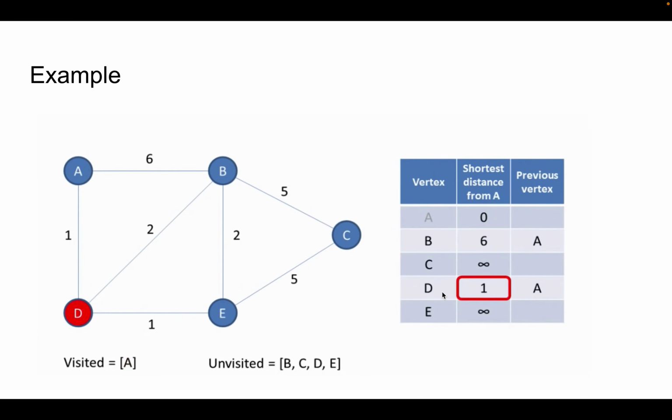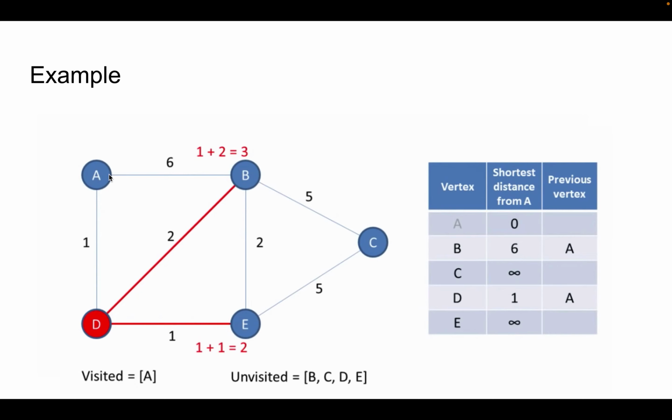Now at D, we look at its unvisited neighbors. So the neighbors are A, B, and E, but A has been visited, so we don't need to consider it. So looking at B, we look at 1 plus 2 equals 3, right? Because A to D is 1, we have it in our array. And D to B is 2, and we have it in our graph. So we know that the distance from A to B is 6. But it can also be A-D-B, which isn't direct, but it's less. So we take 3 instead of 6. And we mark the previous vertex as D for B.